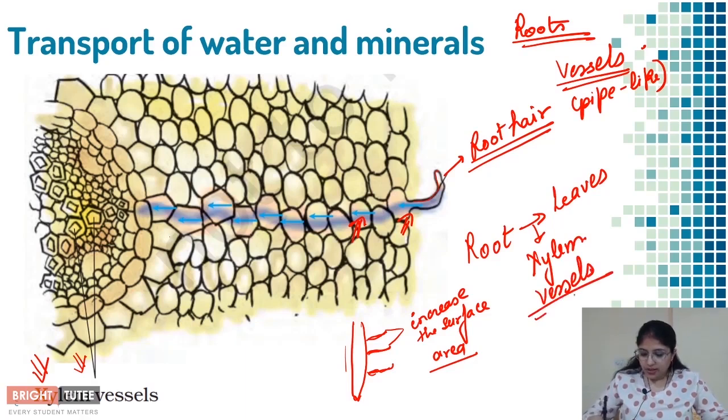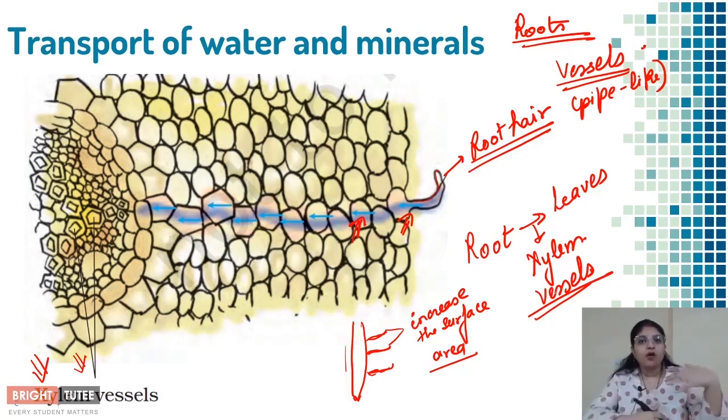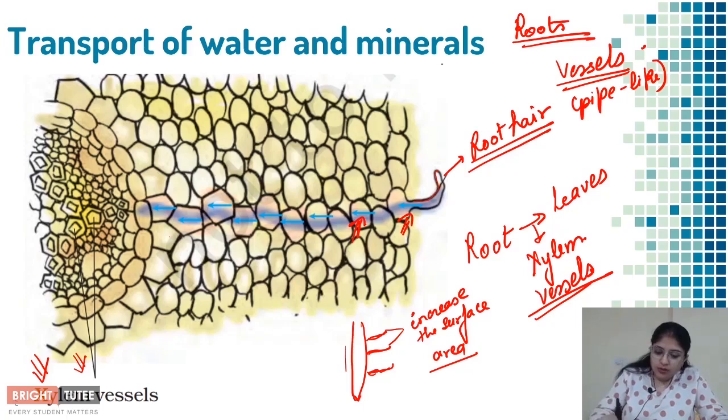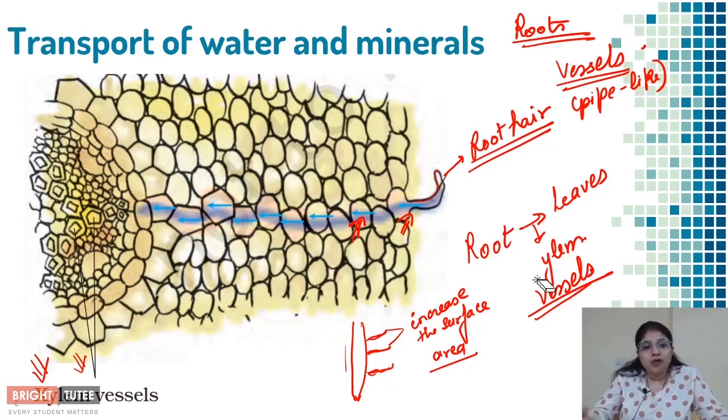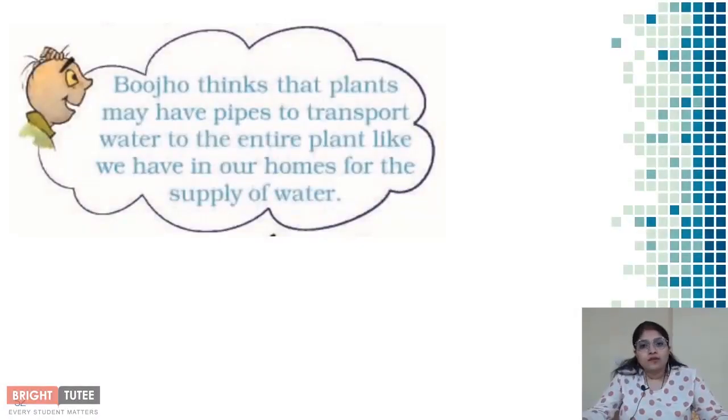Now, the question here arises: how exactly does the water move upwards? If you remember, roots are underground, whereas leaves are on the upper side of the plant. So the question arises how water moves from root to the leaves, and also what kind of transport system is present in the plants which allows this kind of movement. To answer this question, let's understand this system, that is the vascular system, a little better.